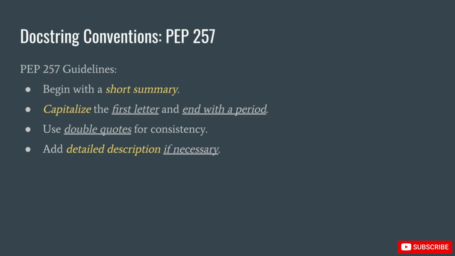PEP 257 provides guidelines for writing docstrings. According to these guidelines, start with a short summary of what the function, class, or module does. Make sure to capitalize the first letter and end the summary with a period. For consistency, always use double quotes. If necessary, you can add a more detailed description after the summary to explain the code further.